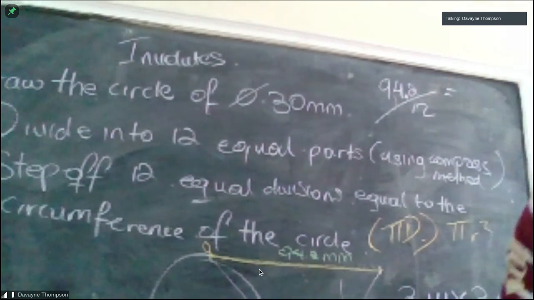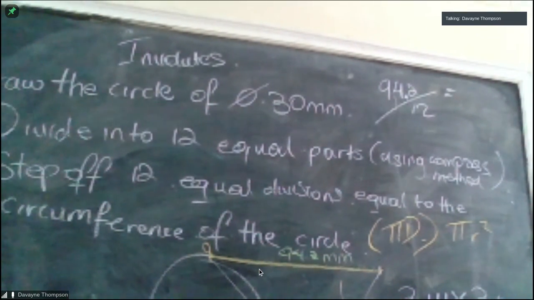Oh, Isaac, I sent the wrong photo. Hold on, 1 second. Sent the wrong photo. 1 second. Quickly find what is 94.2 divided by 12. In the meanwhile, let me send the photo again to Isaac.